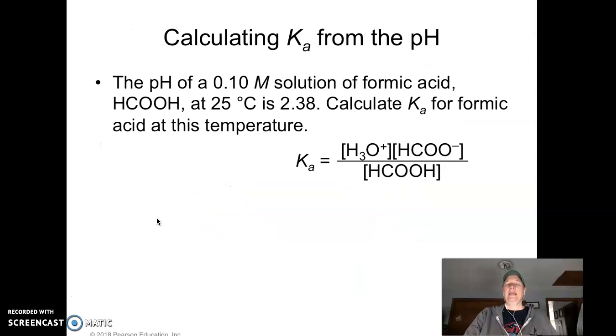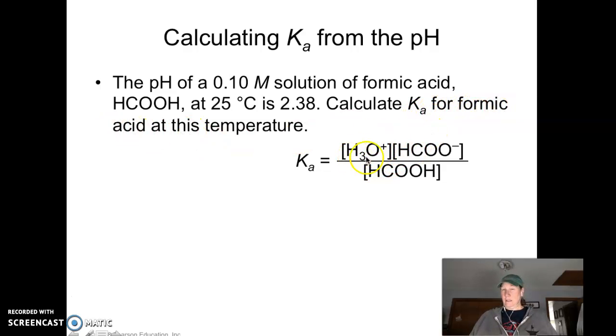So again, strong acids completely disassociate, weak acids, not so much. And how do you calculate K sub A, the constant for the acid? Here we have the pH of formic acid. Formic acid is a very common weak acid. Here's its formula, H first and then COOH. At 25 degrees, they always throw that in there, the pH is 2.38. Calculate the K sub A for formic acid.